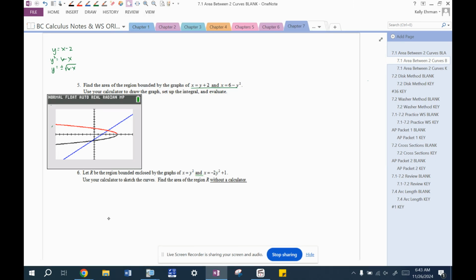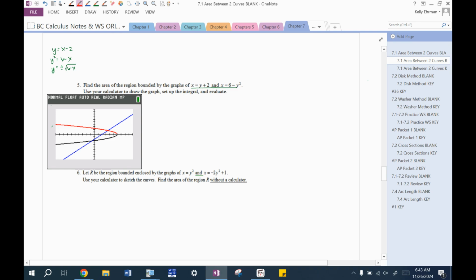All right, so we are finishing the examples in the notes for 7.1. Problem number 5 says find the area of the region bounded by these two graphs. So these are functions of y. And it says use your calculator to draw the graph, set up the integral, and evaluate.